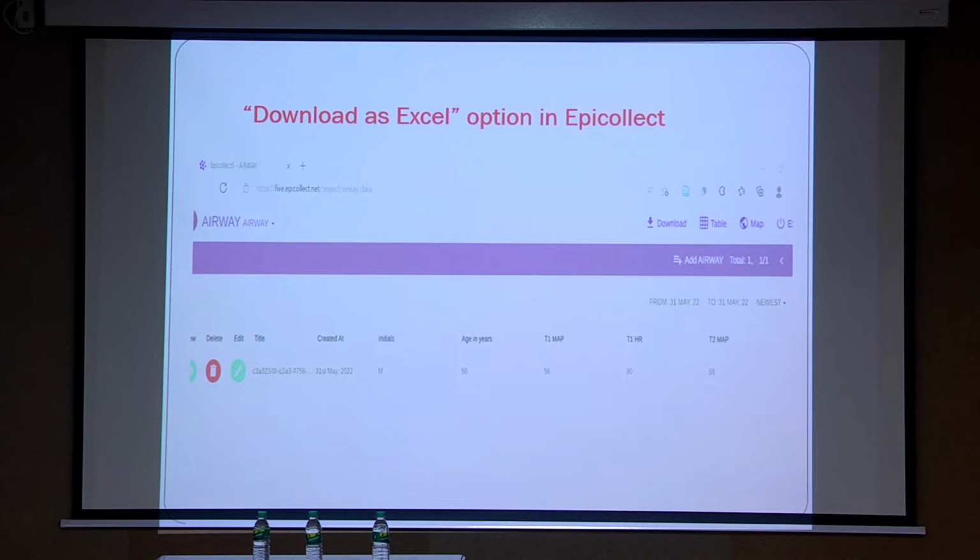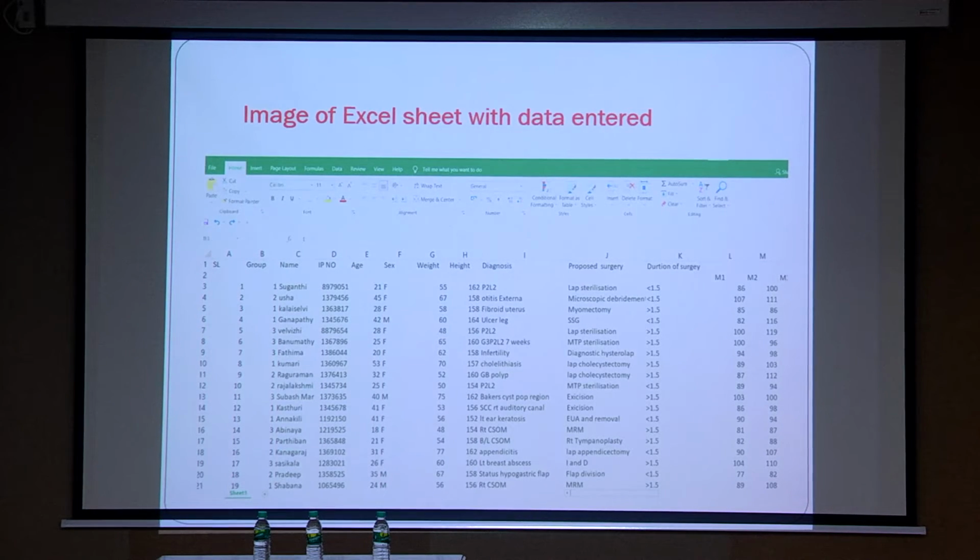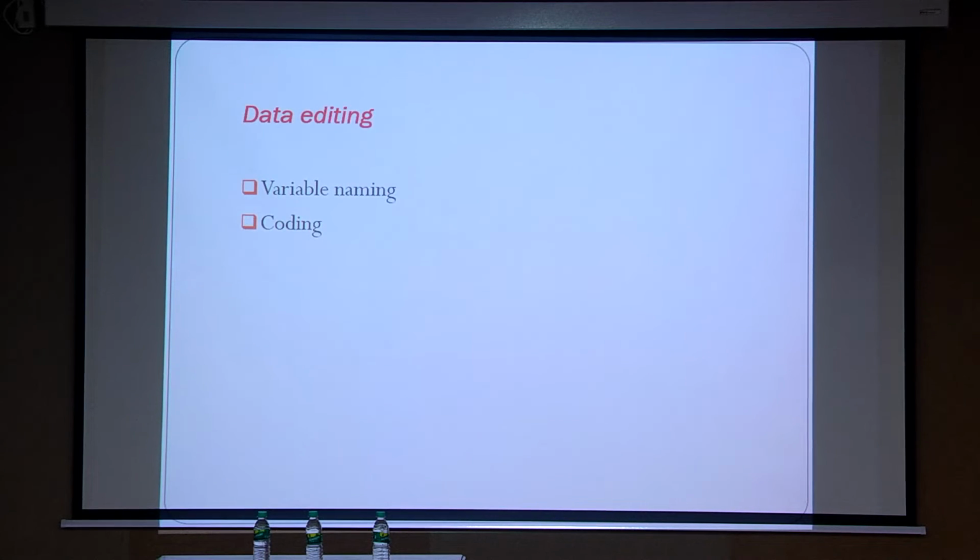This is the EpiCollect form. At the end, when you have finished all the data collection, there is an option of download. When you click this, there is an option of downloading it as an Excel form. So now all the data has been downloaded here as an Excel sheet and is ready for us to process further. So the next step after data entry is data editing. What are those? Variable naming and coding.